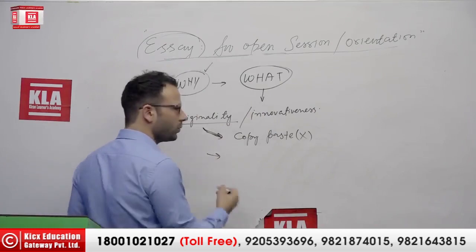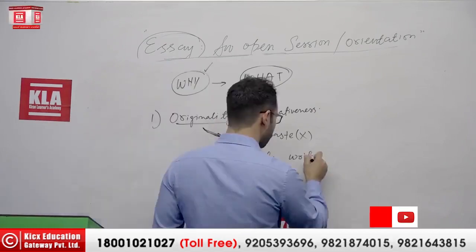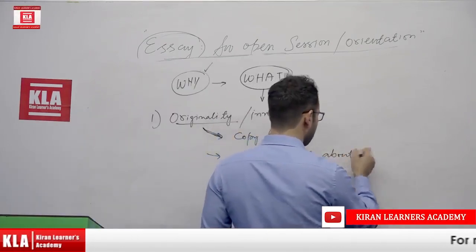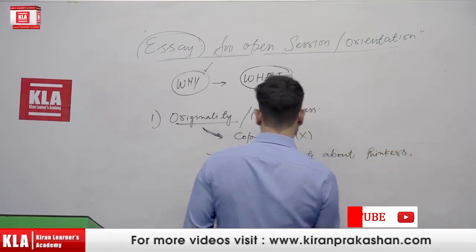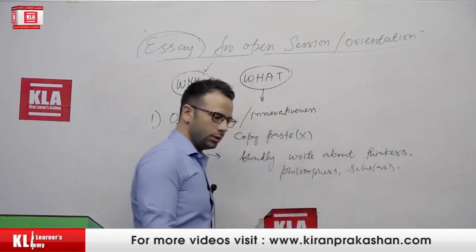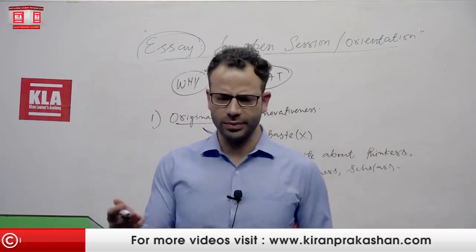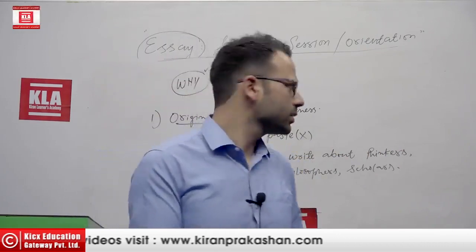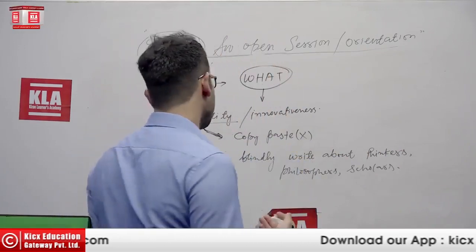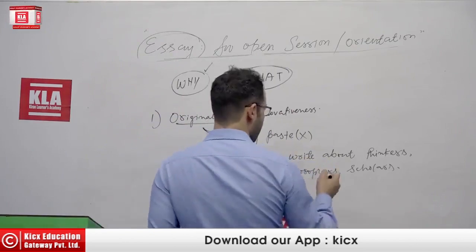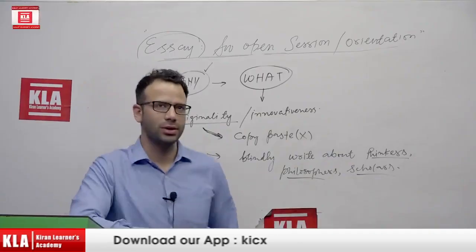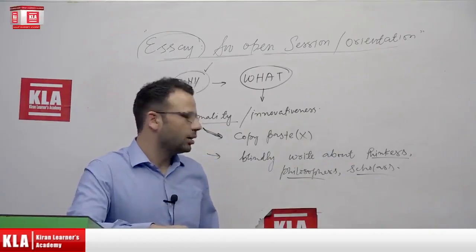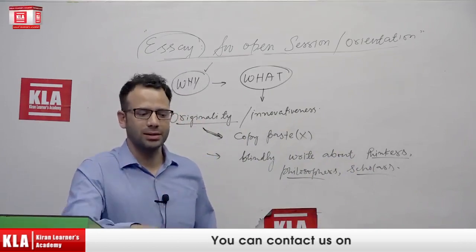Usually what we do, we would blindly write about thinkers. We have read a lot about these thinkers, philosophers, scholars. So what we try to do, we try to assert our knowledge by using these philosophers, thinkers. But if we actually look, it looks very abstract if we just quote these thinkers or philosophers as far as essay writing is concerned.